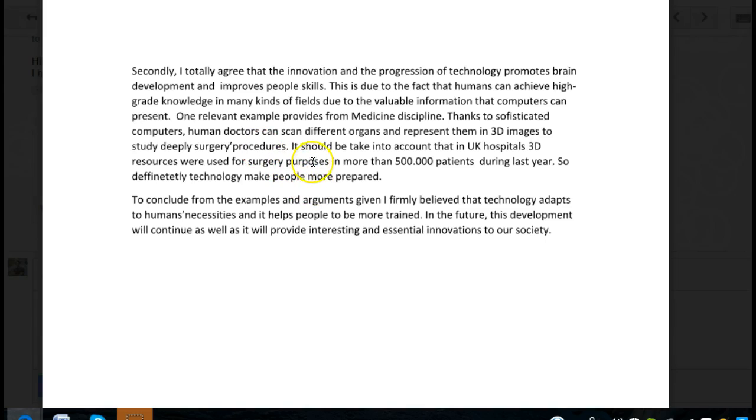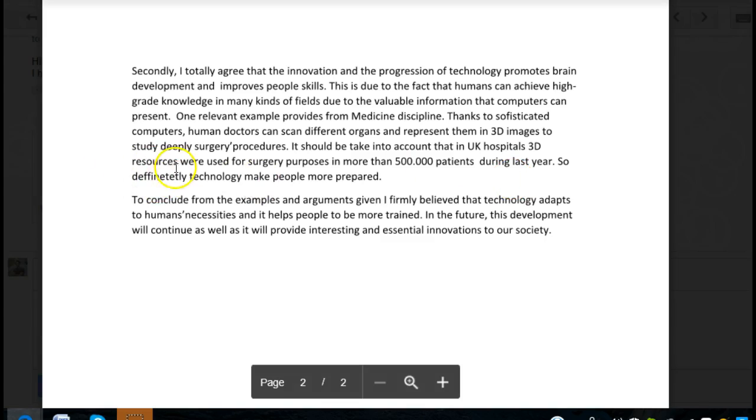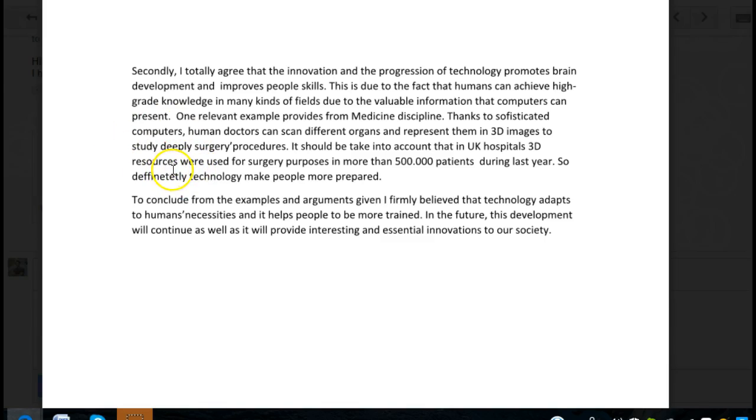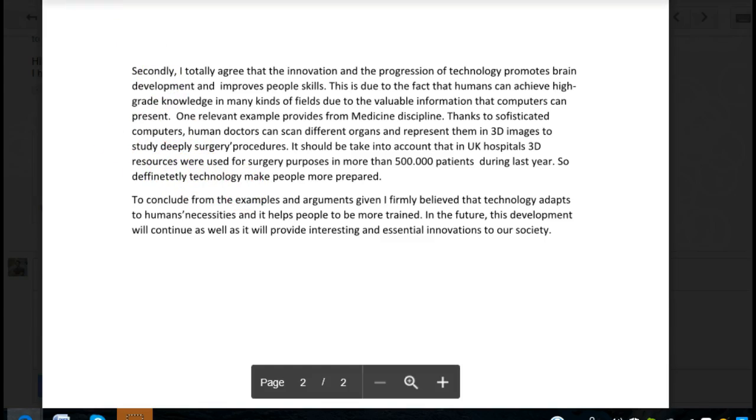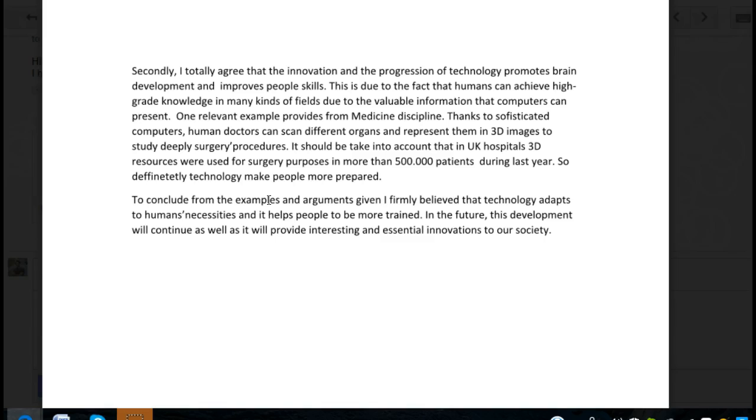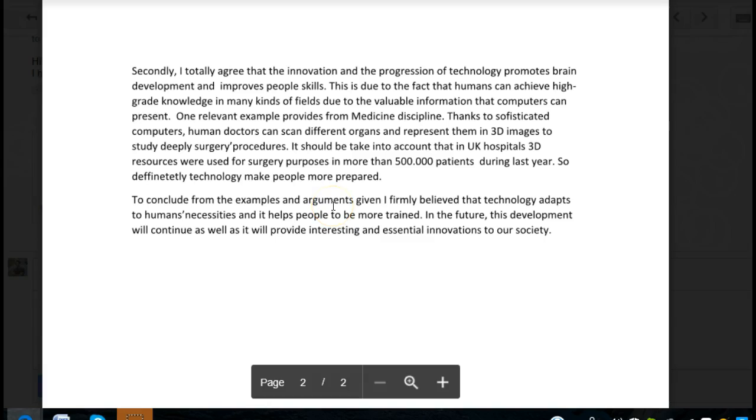"Okay, it should be taken with an N into account that in UK hospitals, 3D resources were used for surgery purposes in more than 50,000 patients during the last year." So definitely careful with your spelling here, please. "Technology makes people more prepared." Okay, once you clean up the grammatical errors a little bit, it's a really, really nicely structured paragraph. You've absolutely followed the acronym. So you've got all of that there. Just need to clean up a little bit of the grammar. And I really liked your examples as well.